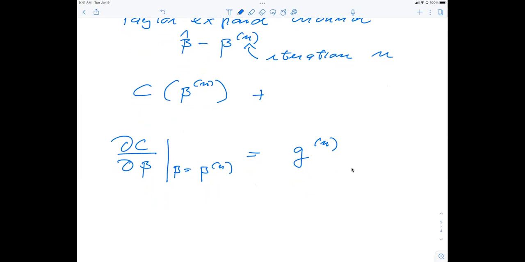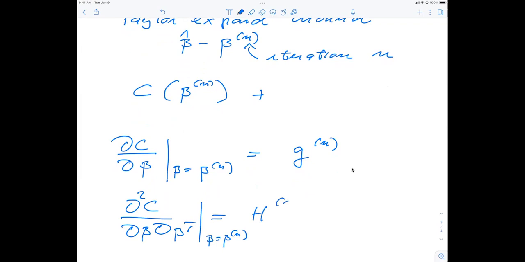Remember now that betas are vectors and g is also a vector. And then we had that the second derivative, d squared C over d beta d beta transpose, is given by this Hessian matrix. And this is also evaluated at a beta value equal to beta of n. And we are going to write this as an h of n here.